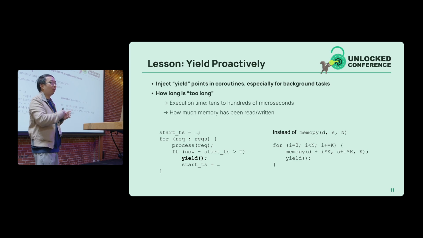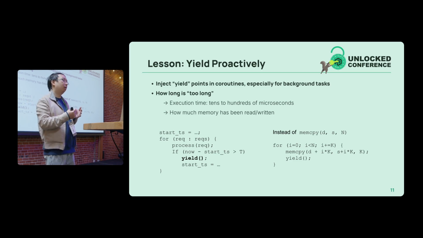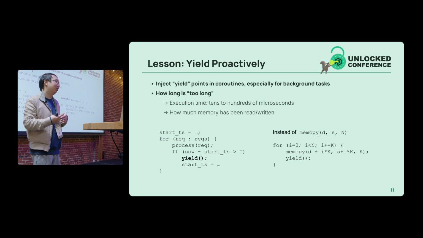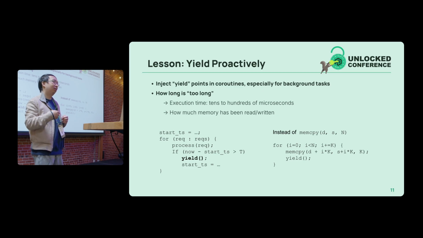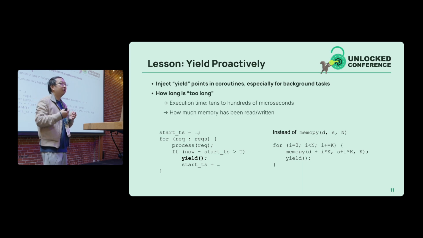This is one example in our storage engine. The pattern is that the storage engine receives a pool of requests, and there is a loop to process those requests. Of course, we can monitor the time. The second pattern is that you can evaluate how much memory your code has accessed. If the memory exceeds a certain threshold, you also want to switch.